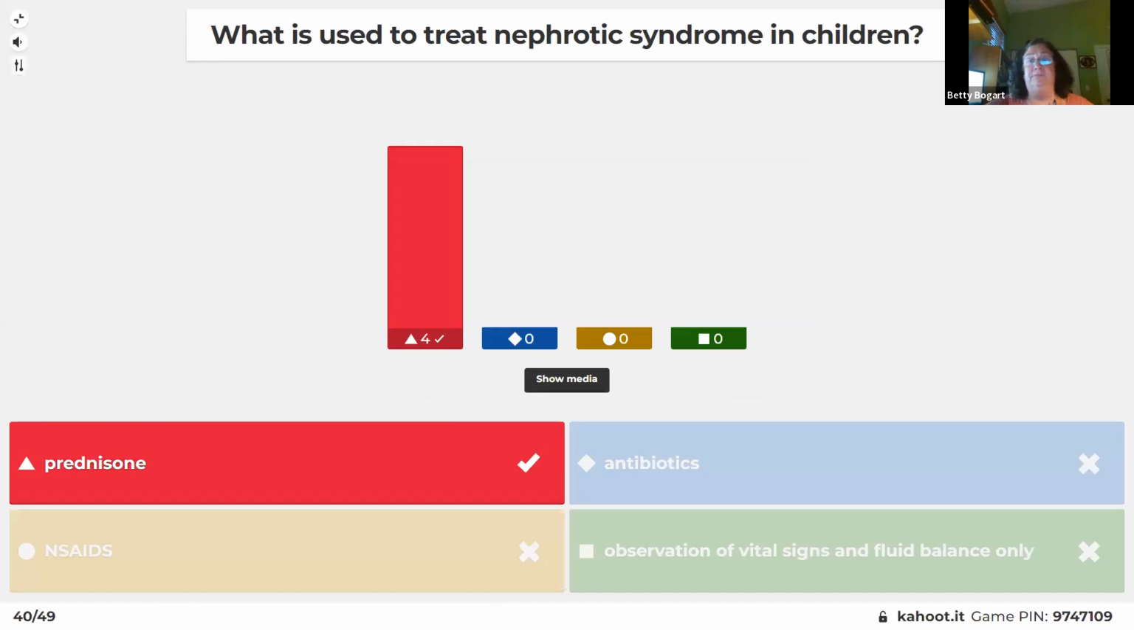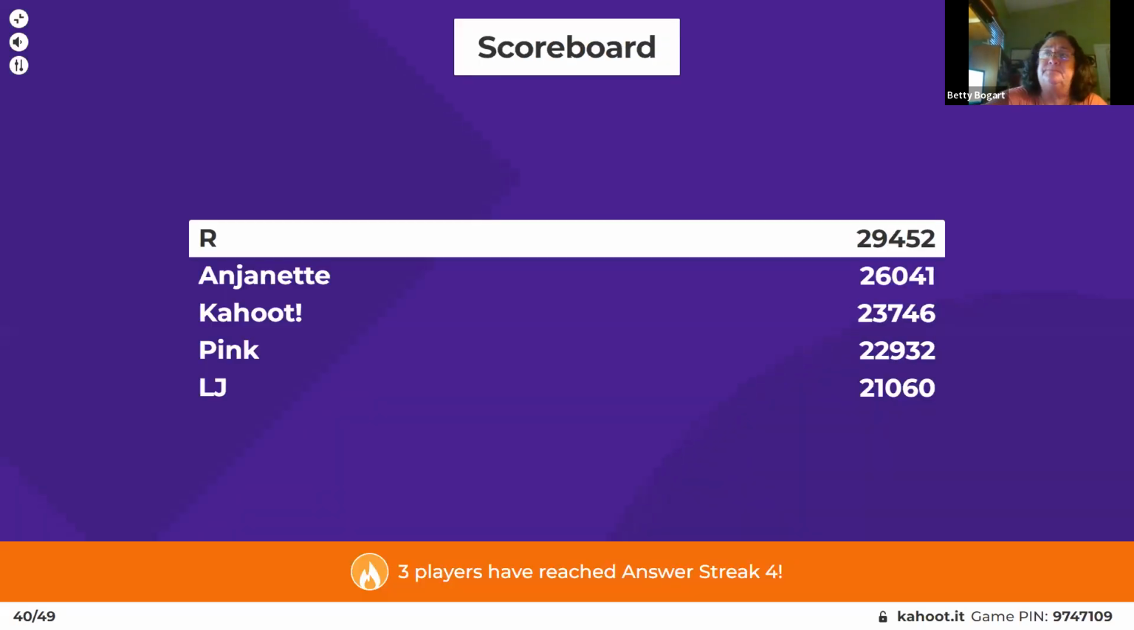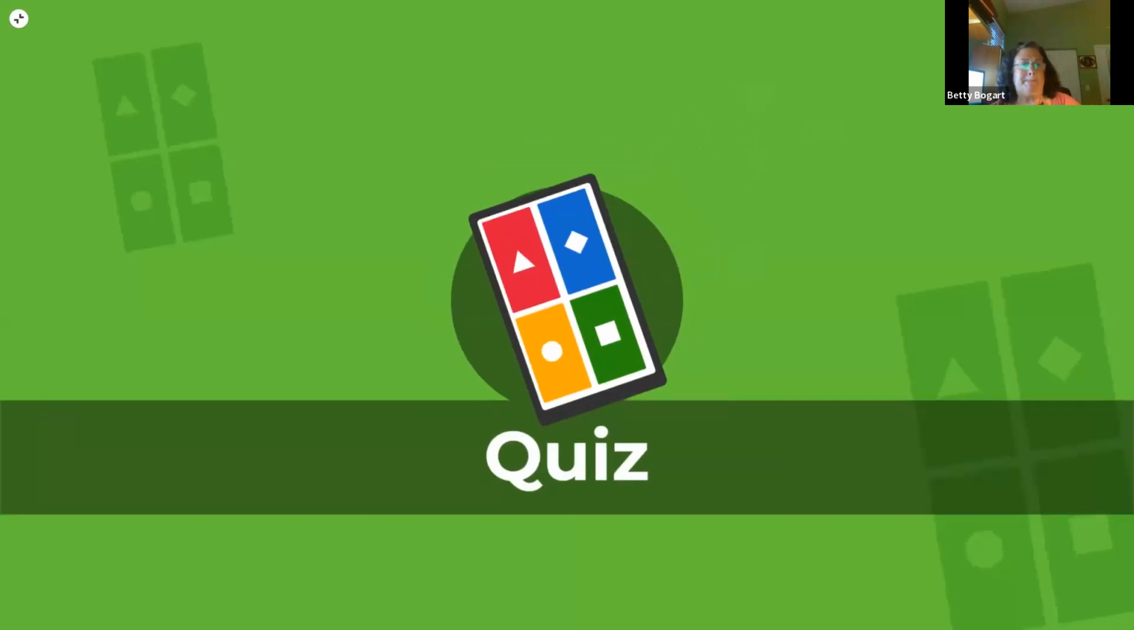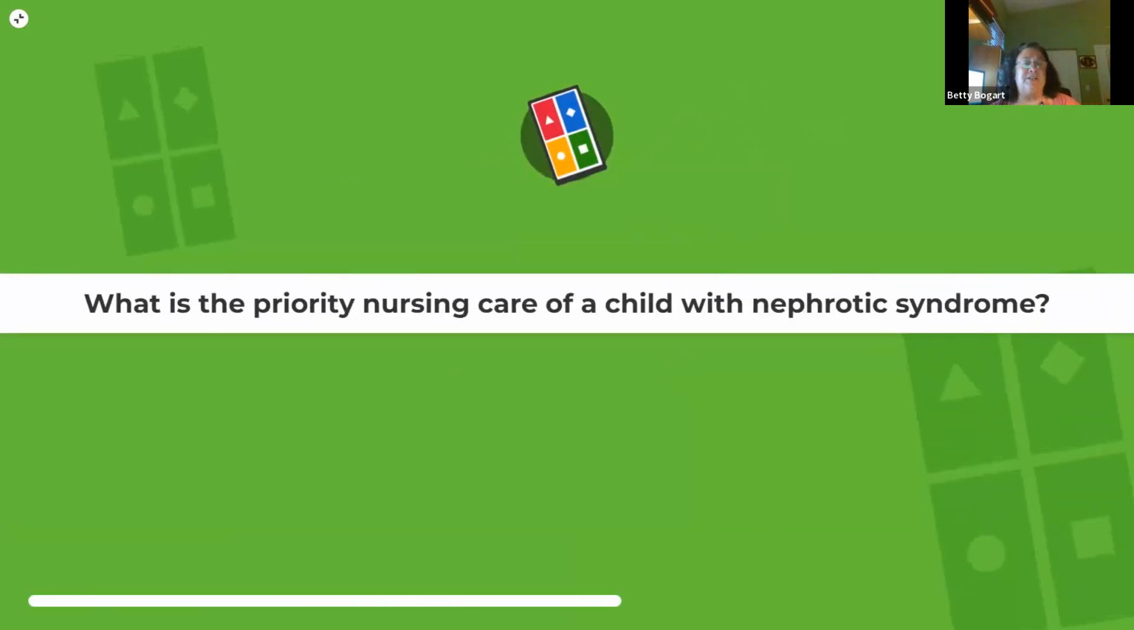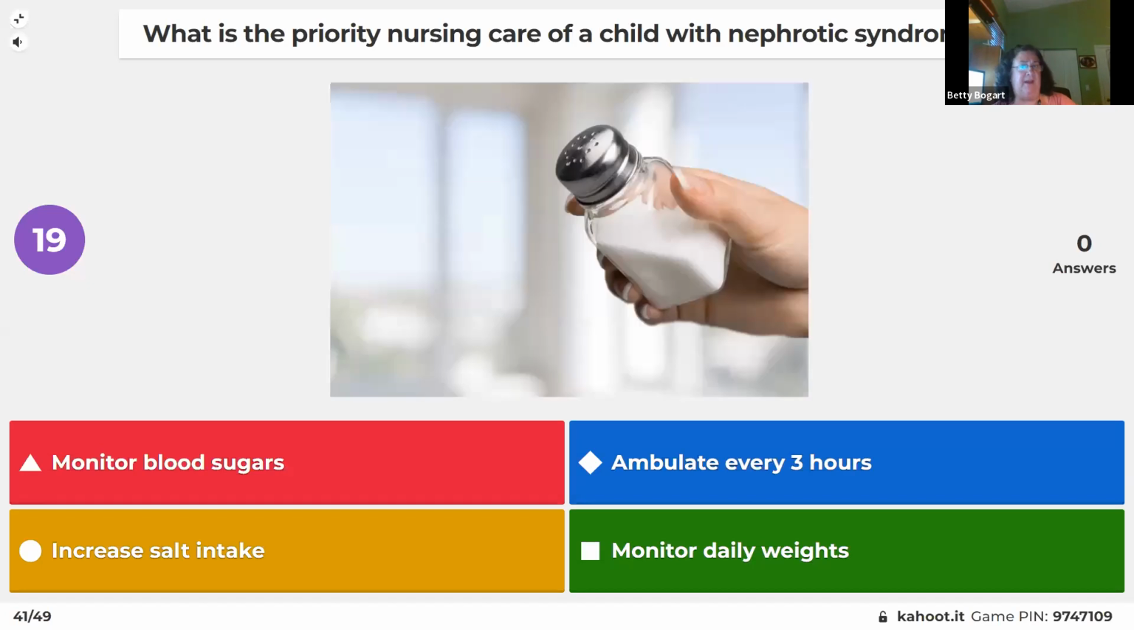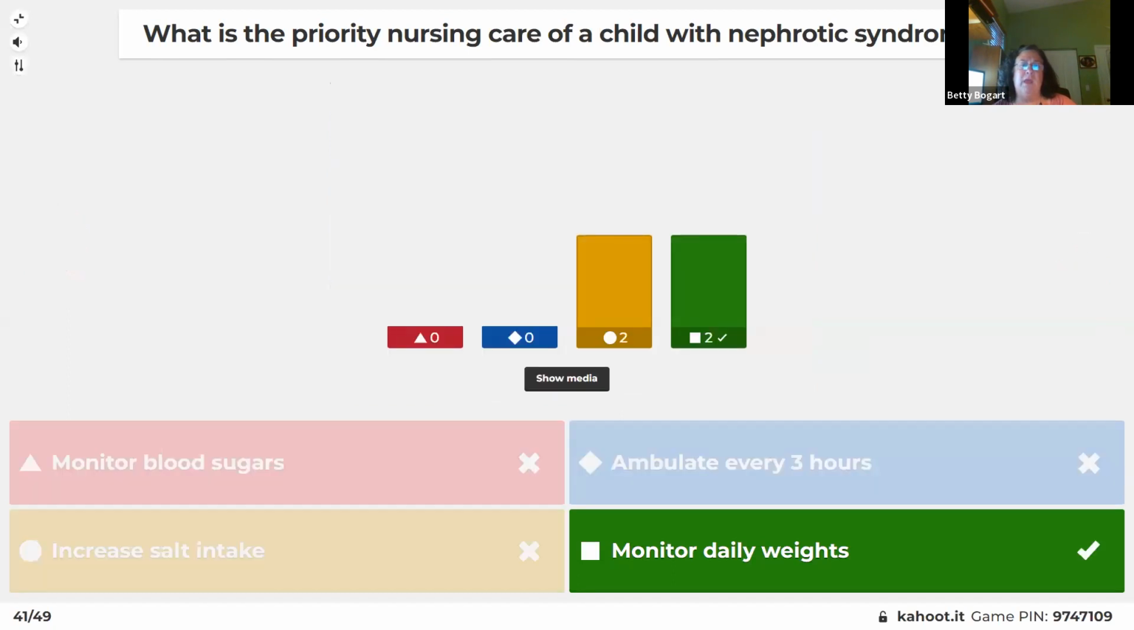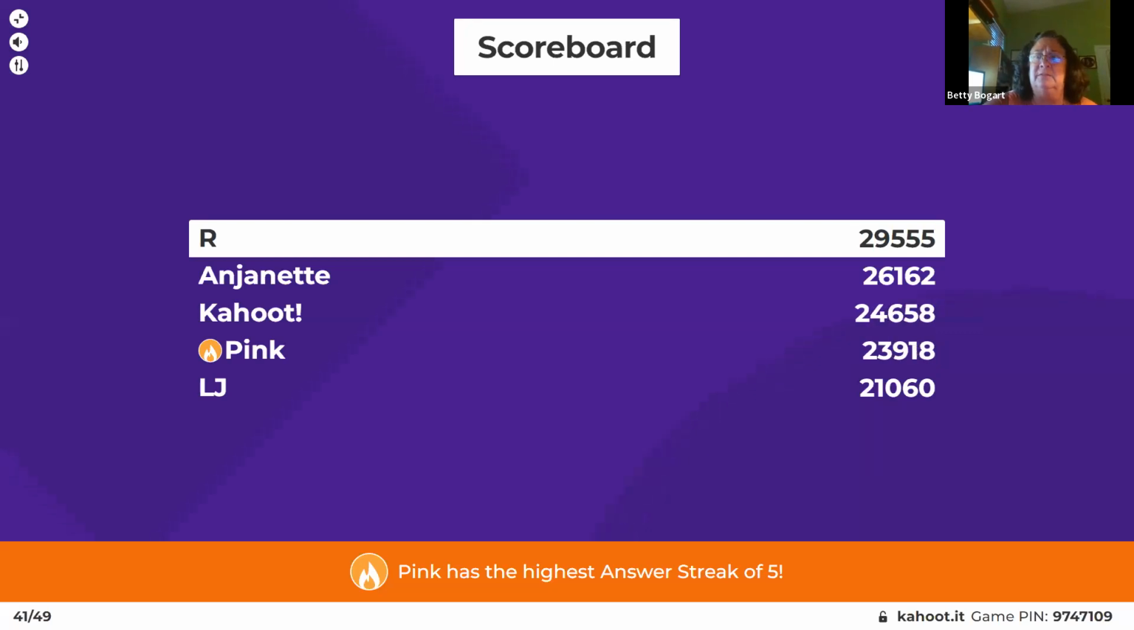And it's prednisone. Very good. What is the priority nursing care of a child with nephrotic syndrome? And we are going to monitor daily weights. Increase salt intake? Oh no, because you're already swollen and edematous. You're going to decrease salt intake, minimize it as much as possible.